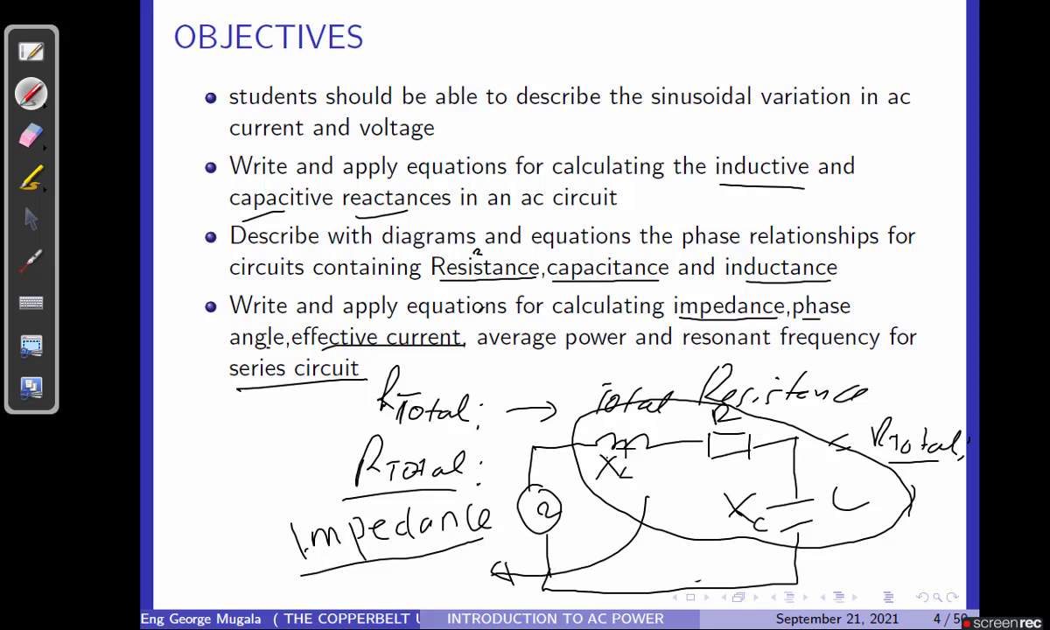But I want to also mention that XL is measured in ohms and XC is measured in ohms. However, the inductor itself is measured in henry and the capacitor itself is measured in what? In farad, meaning that for us to get XC, we need to calculate it. And for us to get XL, we need to calculate it. So I'll show you how we get these as we go on.